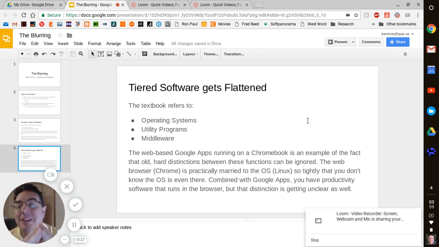So here I am doing this. But it's a great example of the fact that any distinctions between operating systems, utility programs, and middleware, which is all explained in your book, please read it, fades out to just what's the user experience.